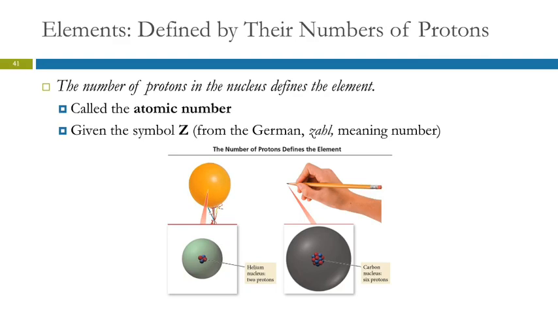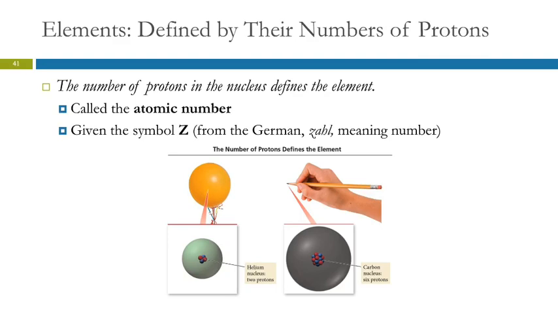It's given the symbol Z, which doesn't really make much sense to us, but it came from the German word Zahl, meaning number. So here we have a helium balloon, and inside the helium nucleus there are 2 protons. Every helium atom has 2 protons. 2 protons is what makes it a helium atom. Over here we've got a pencil with graphite lead, and inside the carbon are 6 protons in the nucleus.